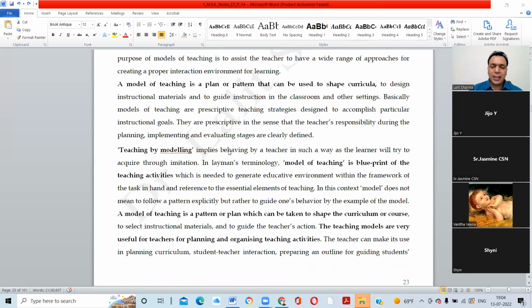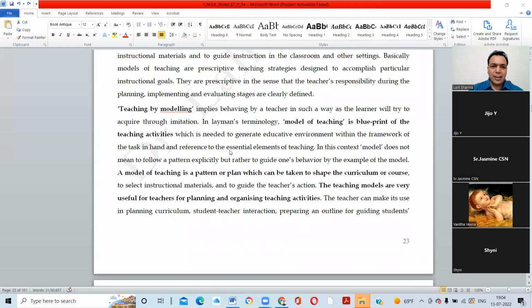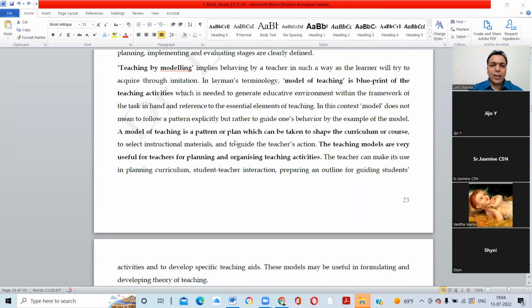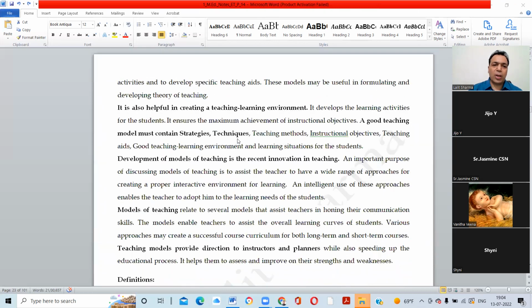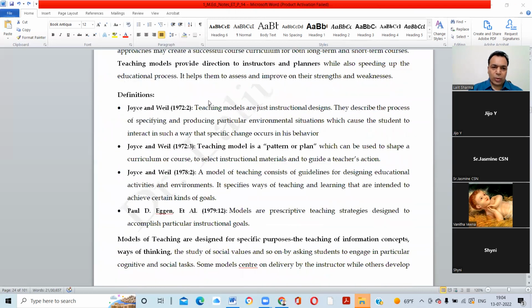Model of teaching. The style of the teacher, right? The attitude the teacher reflects while teaching. This is called a model of teaching. You can write the definition of Joyce and Weil. Teaching models are just instructional design. They describe the process of specifying and producing a particular environment or situation which causes the student to interact in such a way that specific change occurs in his behavior.